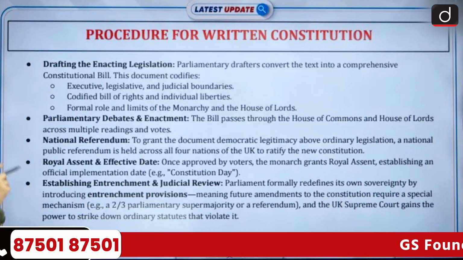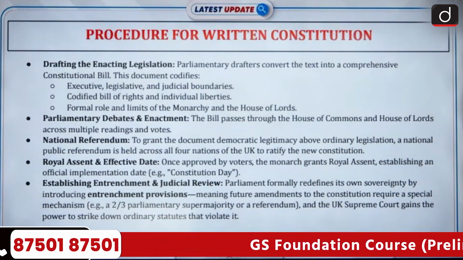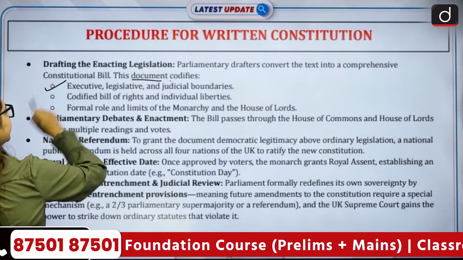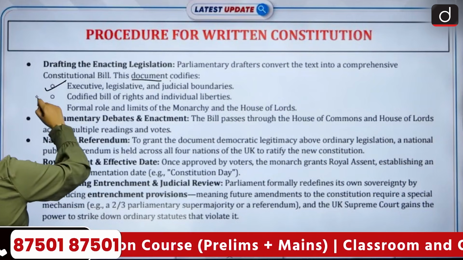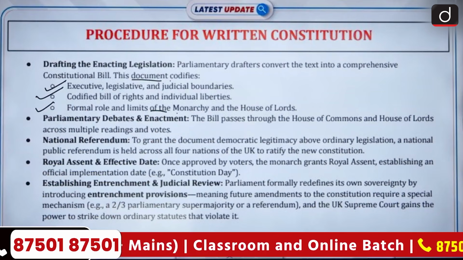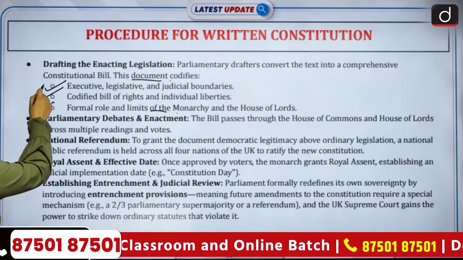And then comes the drafting and enacting. Parliamentary drafters convert the text into a comprehensive constitutional bill. The document will codify executive, legislative, judicial boundaries, Bill of Rights and individual liberties, formal role and limits of the monarchy and the House of Lords. All this should be included there.